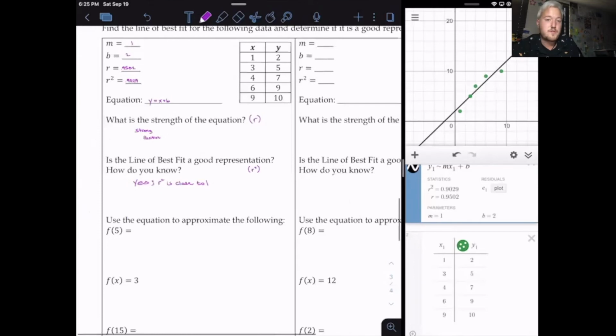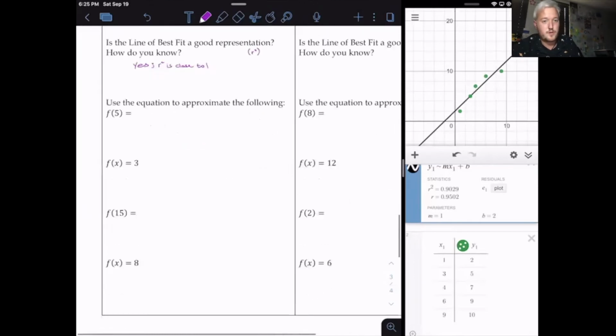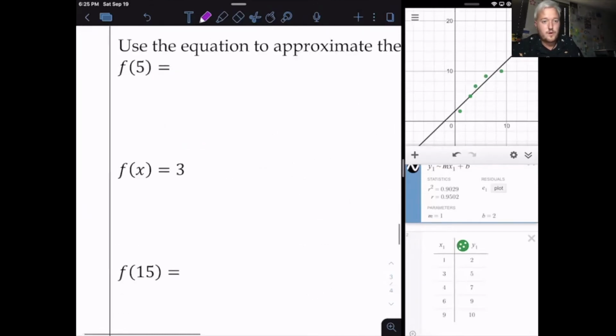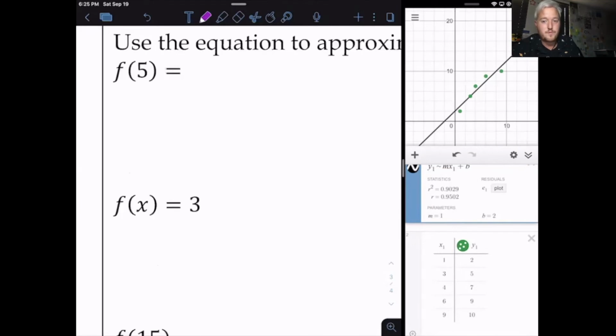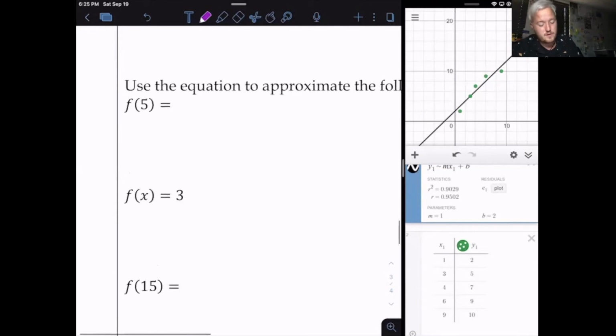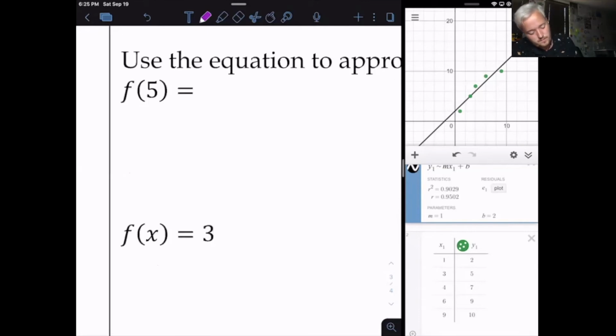All right, so now this is where the interpolation and extrapolation is going to come into play. So I want to know what would be the value of f of 5. So this is plugging in 5. So this would be 5 plus 2, which means f of 5 is equal to 7.